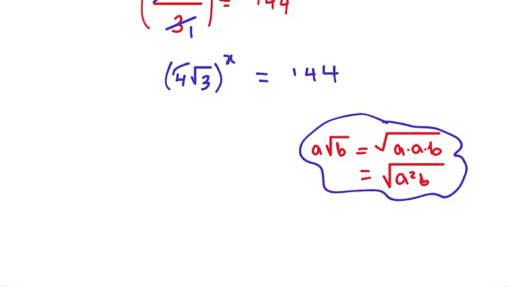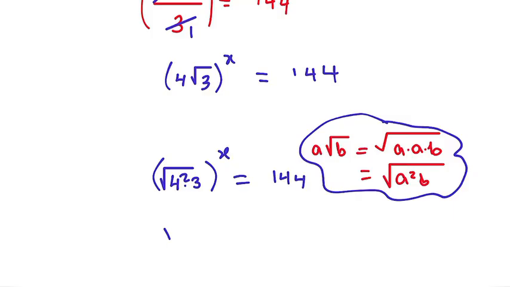So now I will make 4 root 3 in this form. And that's going to be, so now 4, we're going to have square root of 4 squared, then multiply by 3, then all to the power of x, then equals 144.